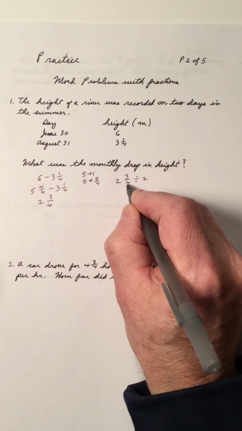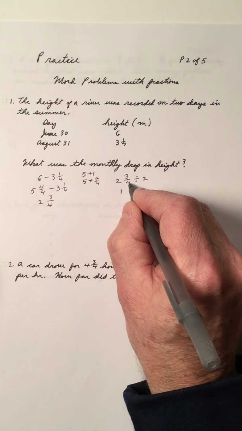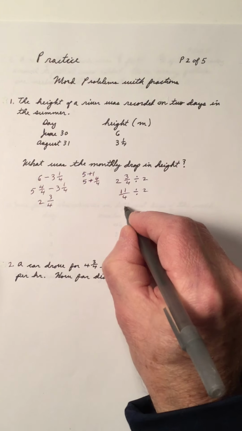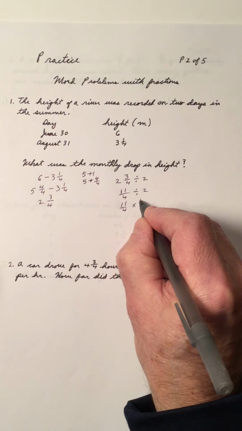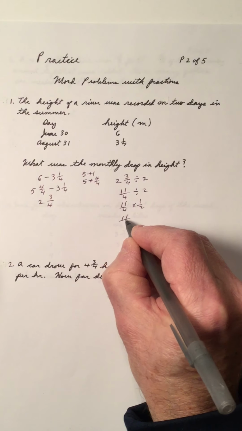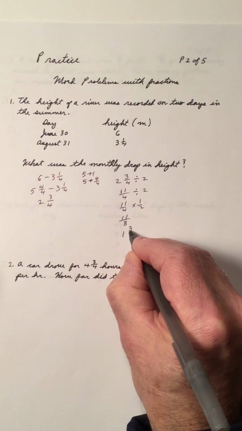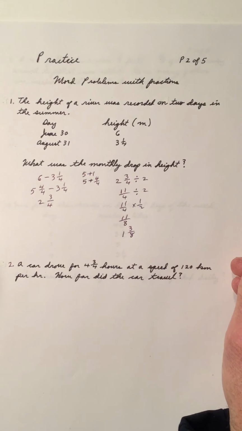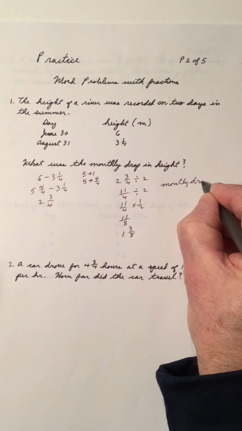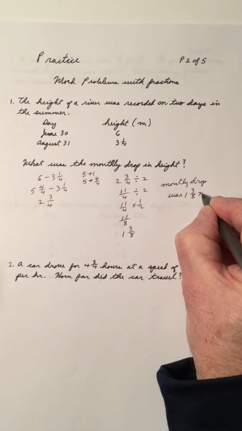So we make it 2 times 4 is 8, plus 3 is 11/4 divided by 2. And that's 11/4 times 1/2 as a reciprocal. That makes it 11/8. So 8 into 11 goes 1, and 3 left over, 3/8. So the monthly drop was 1 3/8 meters.